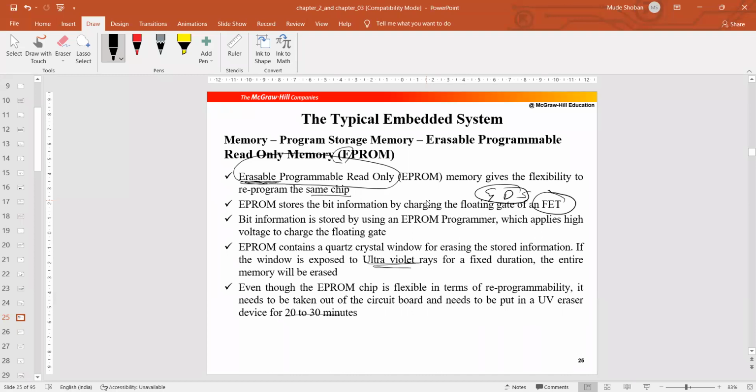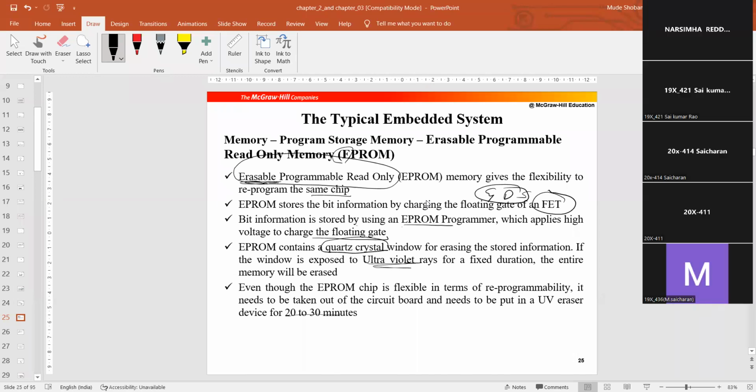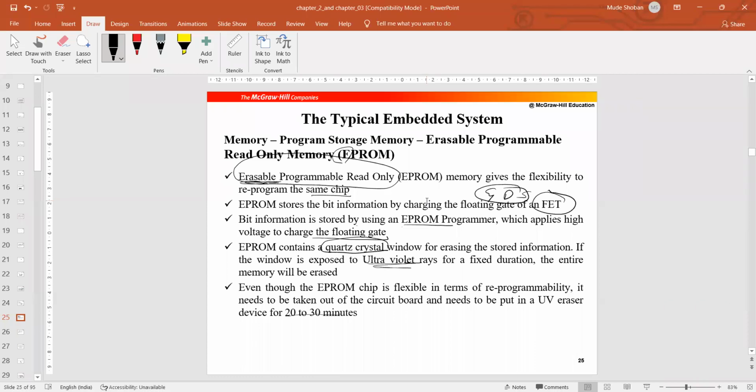And the bit information is stored by using an EPROM programmer, which applies high voltage to charge the floating gate. So anyway, this passes more voltage through it. So EPROM contains a quartz crystal window. The reason the quartz material is used is that quartz can provide a stable voltage and a stable frequency, right? A stable frequency it can provide.